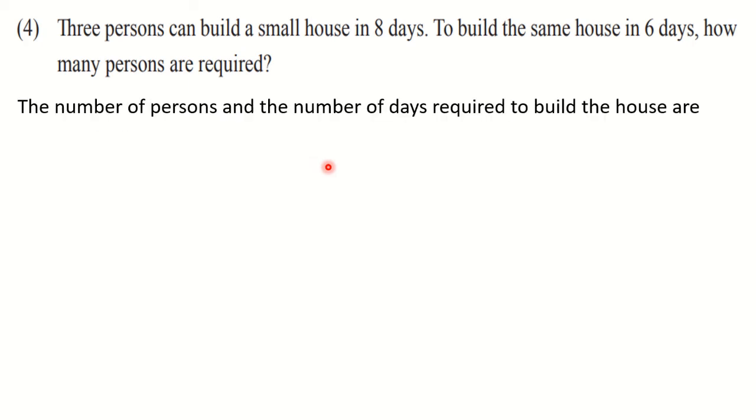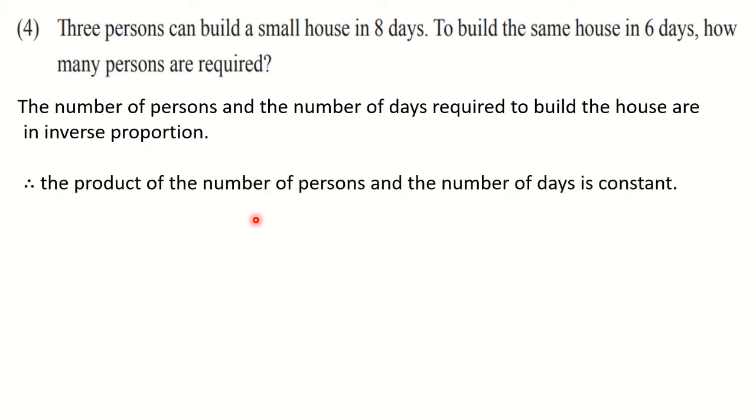So first of all, we have to write about the proportion or variation. The number of persons and the number of days required to build the house are in inverse proportion, which we have understood by reading the question. In case of inverse proportion, the product is constant. So the product of number of persons and number of days is constant.